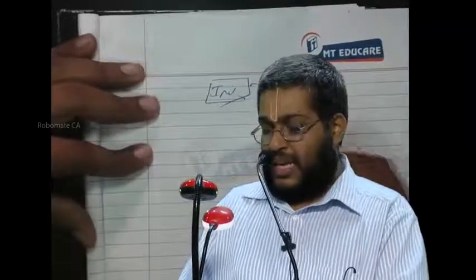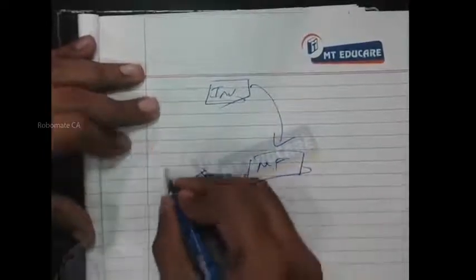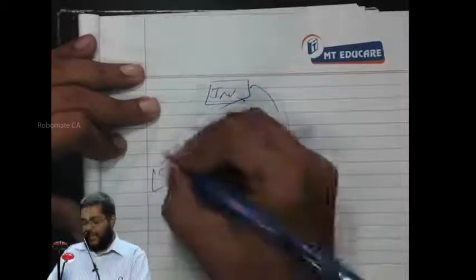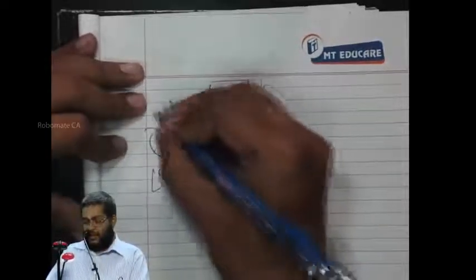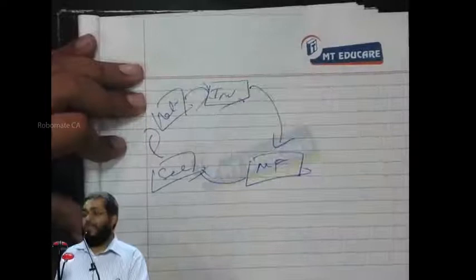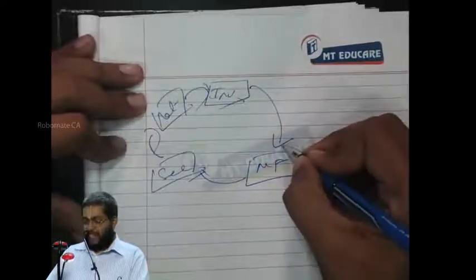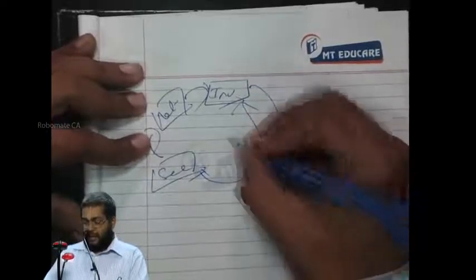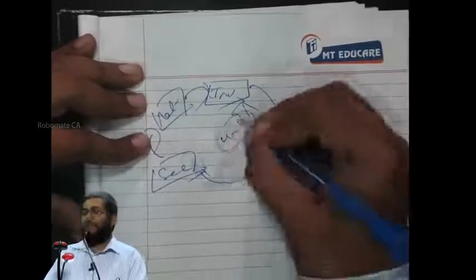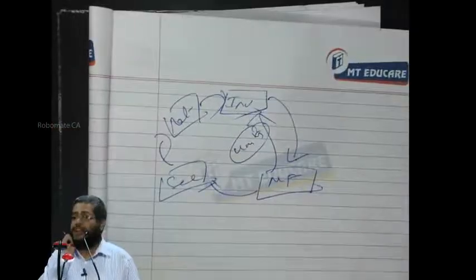Okay, now if we see, there is an investor. The investor invests money in what? Mutual fund. The mutual fund invests money in what? Securities. The securities give return, which will be given back to the investor. When the investor invests money in mutual fund, it will be allotted back units. This is the basic mutual fund business. Are you following or not?